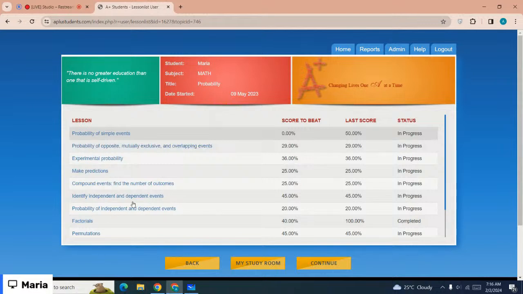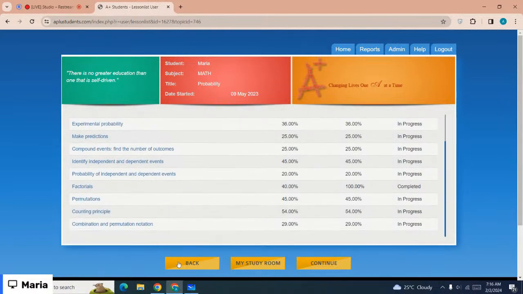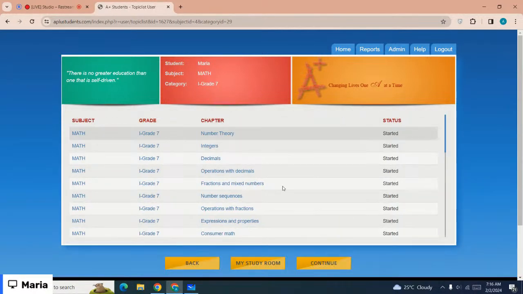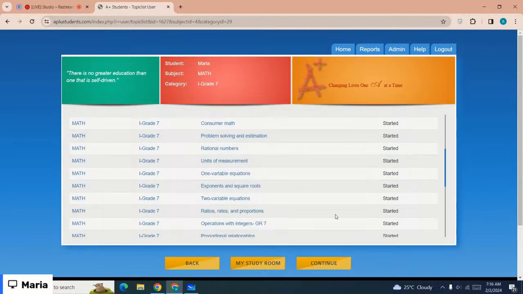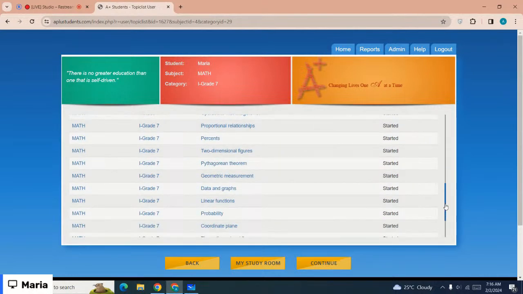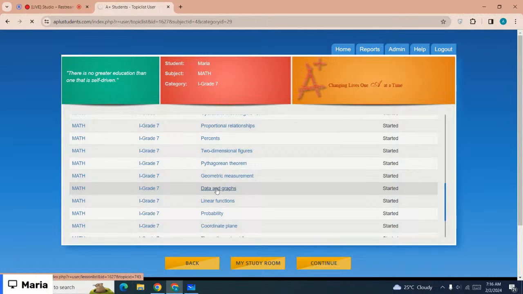But that's in grade 5. You can find mean, median, and mode in grade 6, right? In grade 7, it is probability proper. You can find mean, median, mode here, in data and graphs. Maybe. I'm not sure.